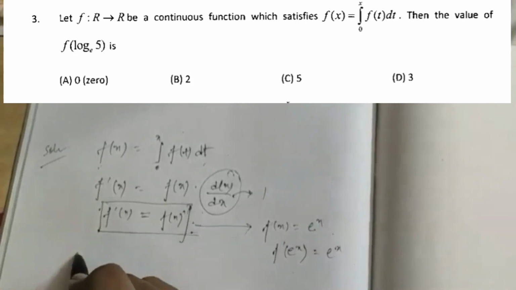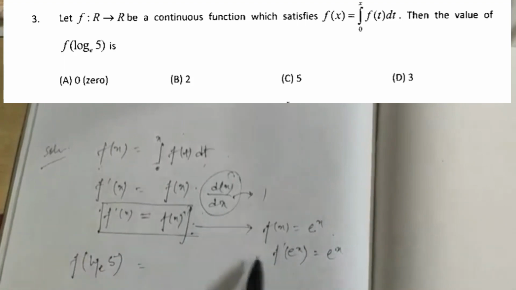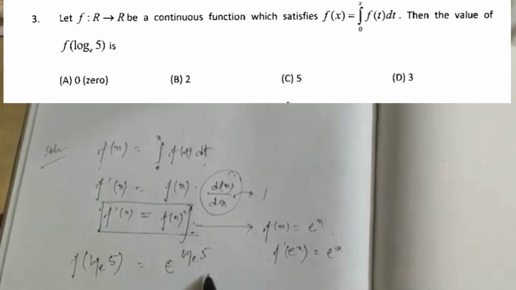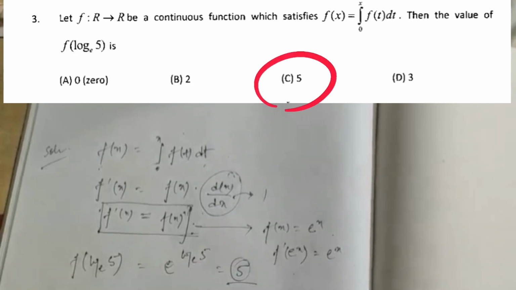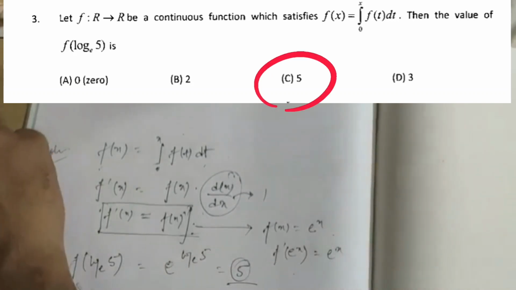So in this case, they have asked for f of log base e 5. So in place of x, you put e to the power log base e 5. E to the power log base e 5 means 5. The answer is 5. So answer is option C.